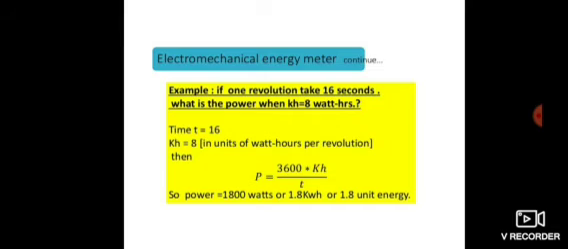Let us see an example. If one revolution takes 16 seconds, what is the power, when KH is equal to 8 watt hours per revolution? Time T is equal to 16, and KH is equal to 8. Then P equal to 3600 into KH divided by T. By applying the formula, we get the answer: power equal to 1800 watts, or 1.8 kilowatts, or 1.8 unit energy.